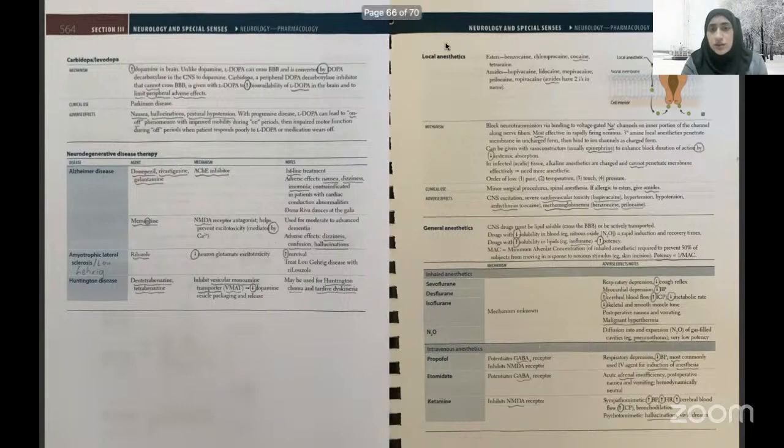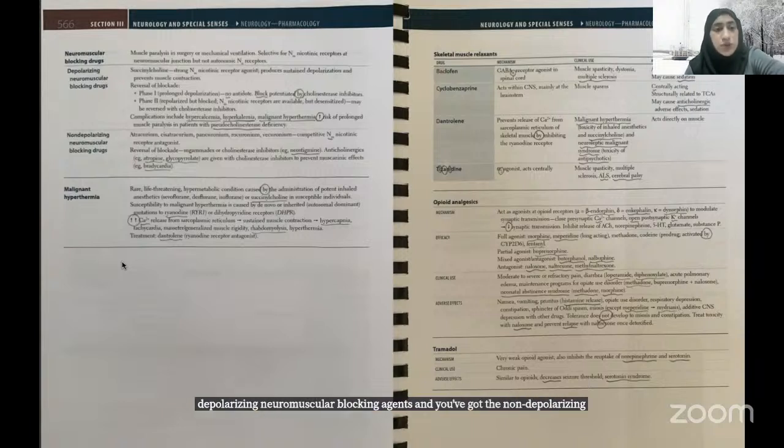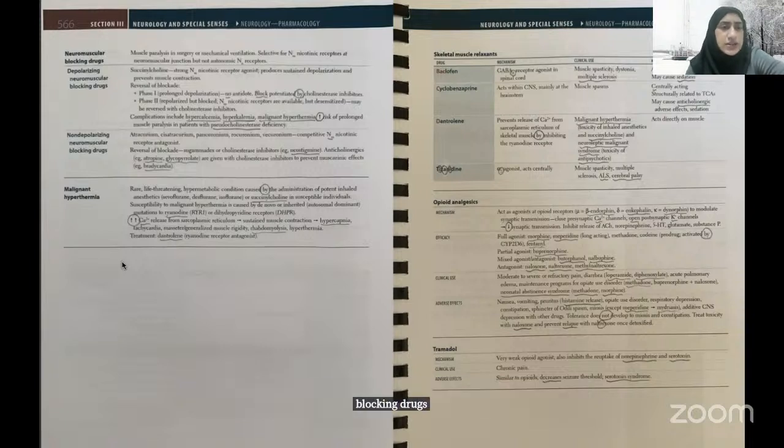Moving forward to the neuromuscular blocking drugs. Here we've got two categories: the depolarizing neuromuscular blocking agents and the non-depolarizing neuromuscular blocking drugs. For the depolarizing ones, we've got succinylcholine. Here, I want you to remember the two phases of blockage. Phase 1 is prolonged depolarization, and there's no antidote. Phase 2 is repolarized but blocked. Nicotinic receptors are available but desensitized.